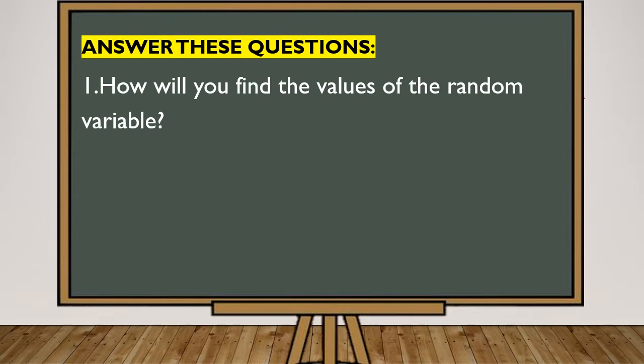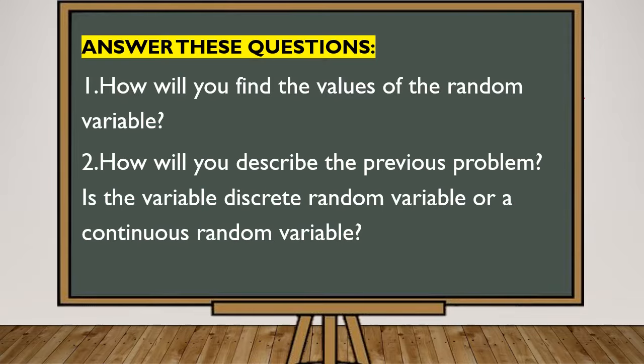So answer these questions. How will you find the values of the random variable? How will you describe the previous problem? Is the variable discrete or continuous? So please answer that. Please write your answers in your paper. You can pause this video and write down your answers. I will check that.